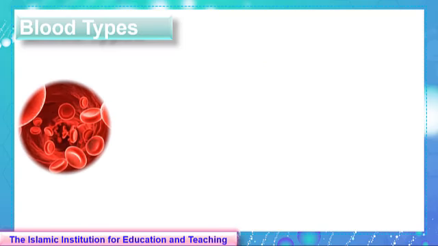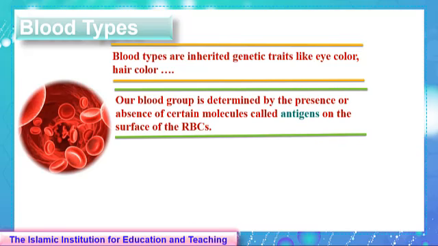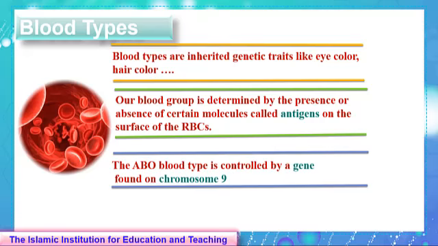Blood types are inherited genetic traits like eye color, hair color, and so on. Our blood group is determined by the presence or absence of certain molecules called antigens on the surface of the red blood cells. The ABO blood type is controlled by a gene found on chromosome number 9.